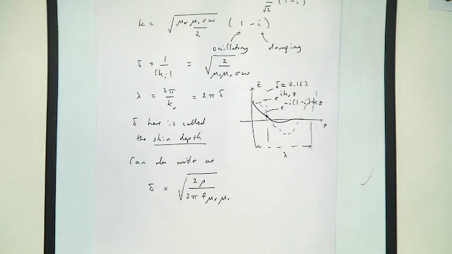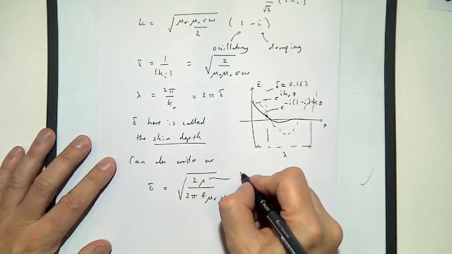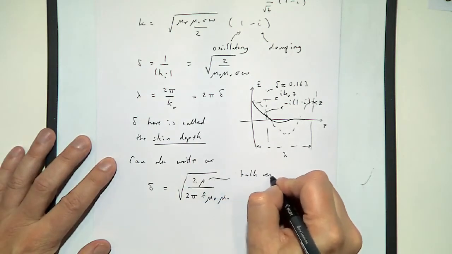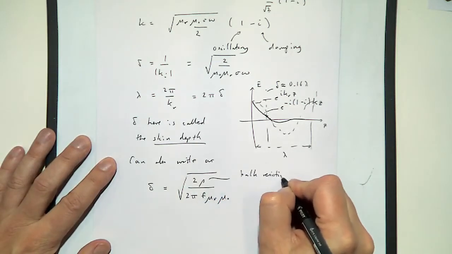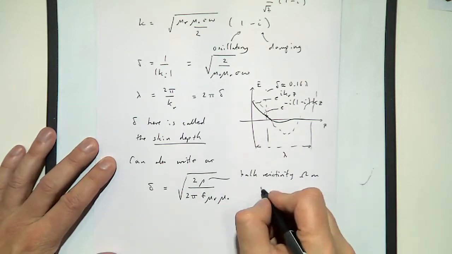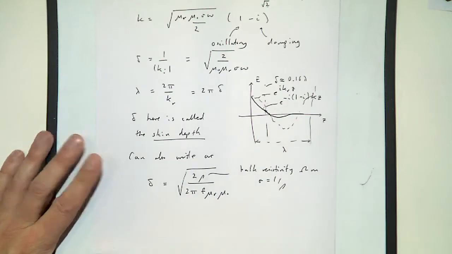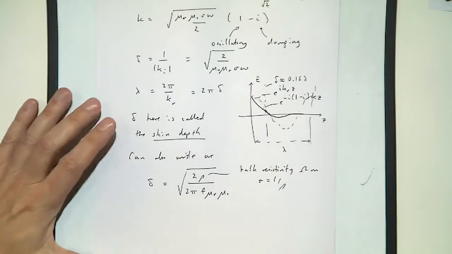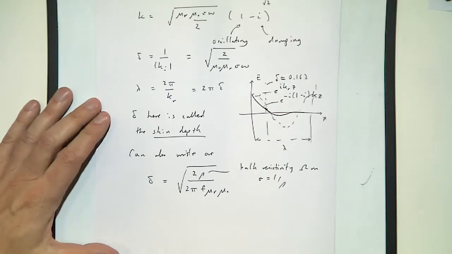So just a note here, rho here is the bulk resistivity. That's in ohm meters, in case you care. Or sigma is 1 over rho. Just write it down 3 different ways. And f is the frequency, yeah, that's right.